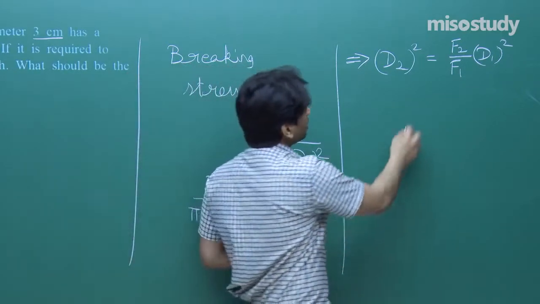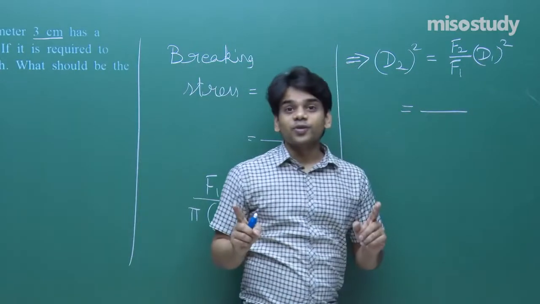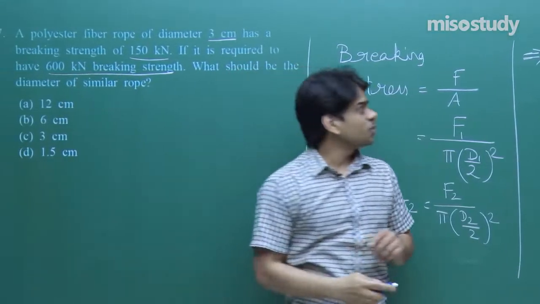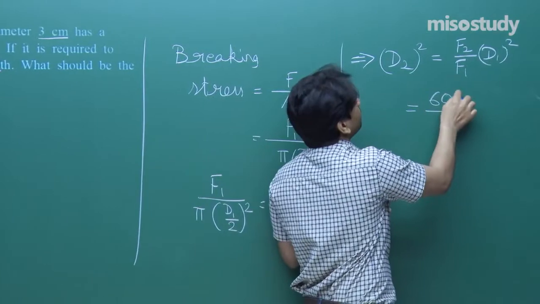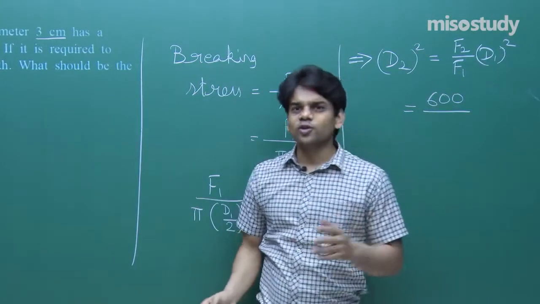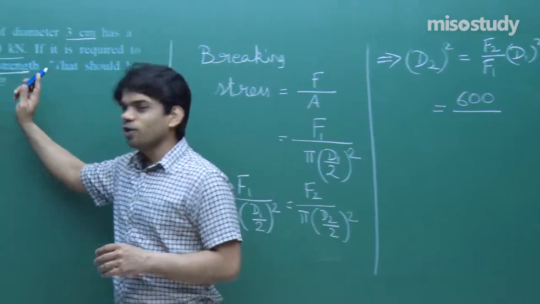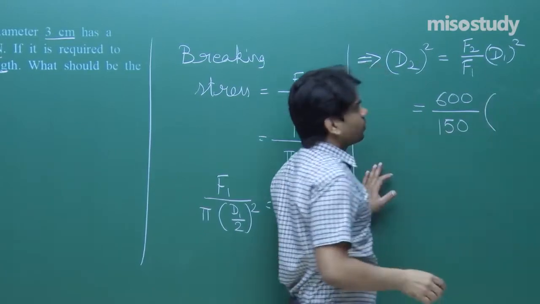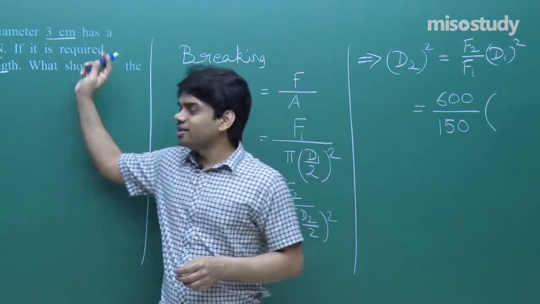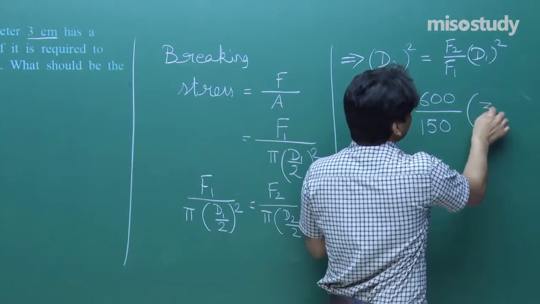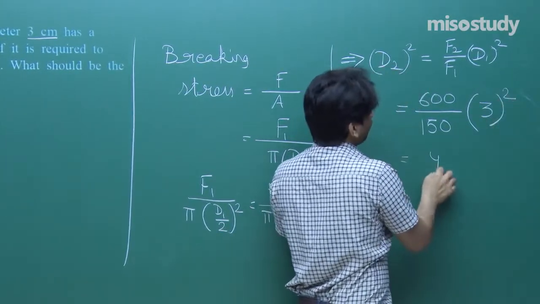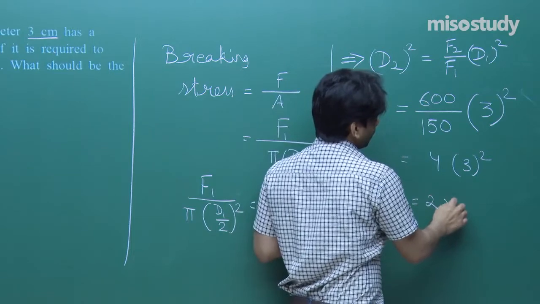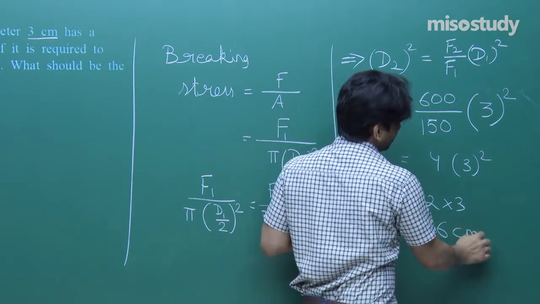Now next thing, just put in the values. F2, the new breaking strength, is 600 kilonewton. I'm not putting the units, because F1 is also in kilonewton. F1 is 150 kilonewton, and diameter d1 whole square. The diameter is given as 3 centimeter, so 3 centimeter whole square. So from here you will get 4 multiplied with 3 whole square. Now the second diameter will come out to be 2 into 3, in centimeter. So 6 centimeter will be the answer.